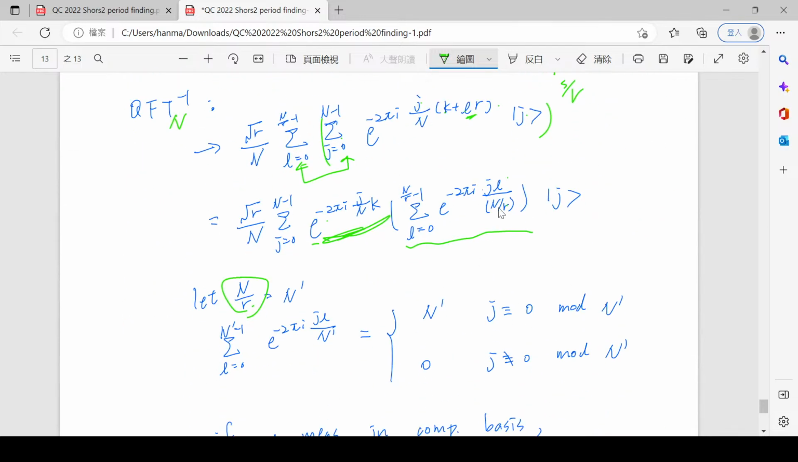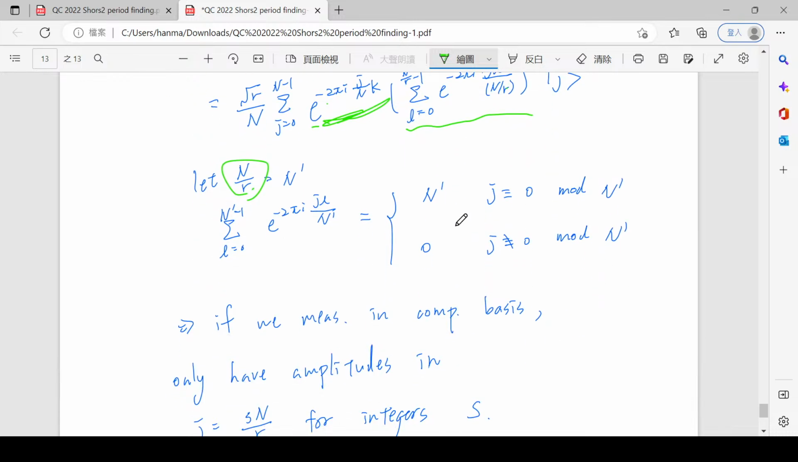If you are rewriting n over R as n prime, then this is the summation over L from 0 to n prime minus 1, and now this is also n prime, e to the minus 2 pi j L over n prime. But we've seen this kind of thing, right? This is the Fourier cancellation formula we've seen a whole bunch of times, right?